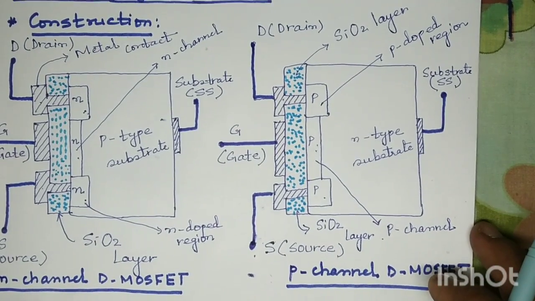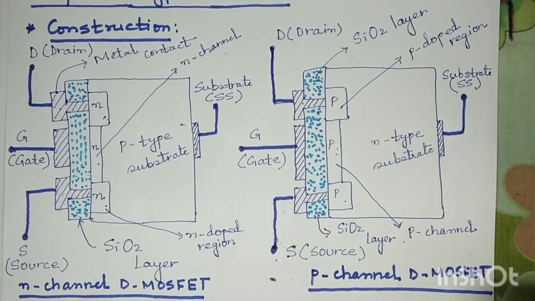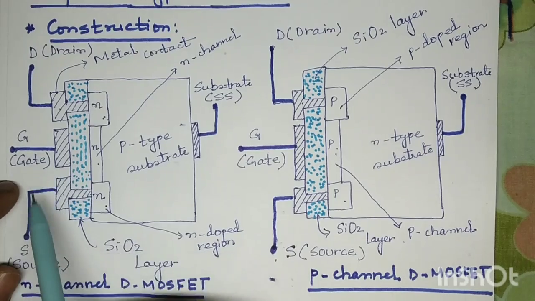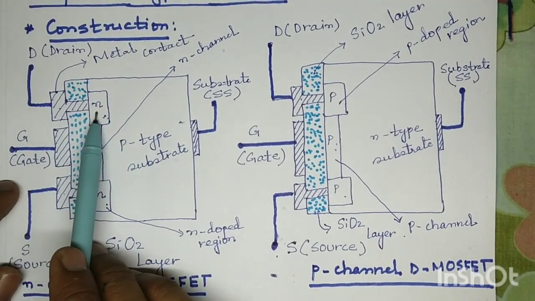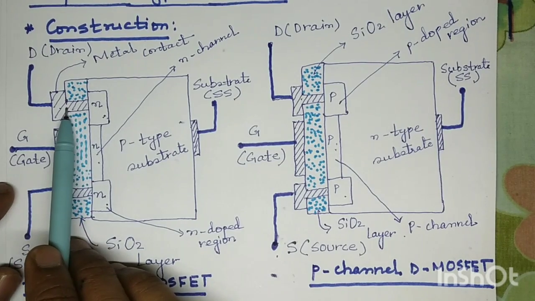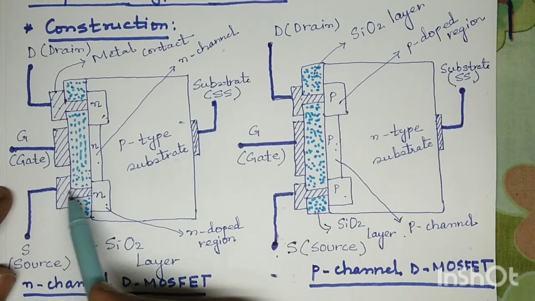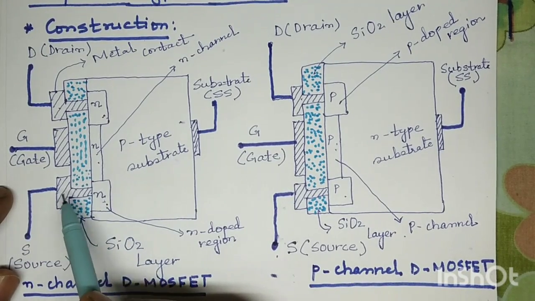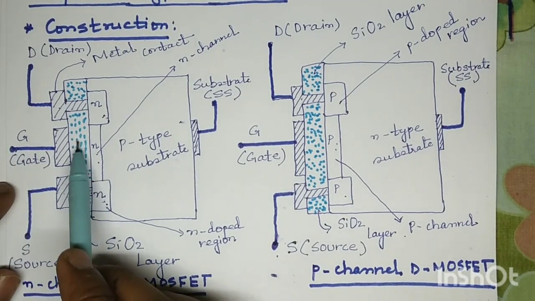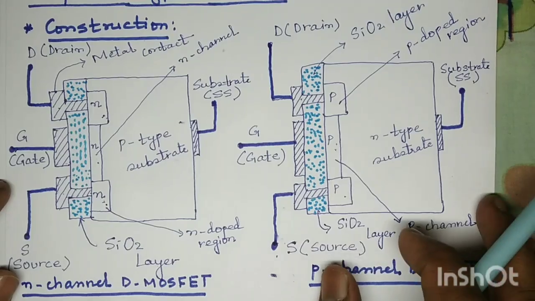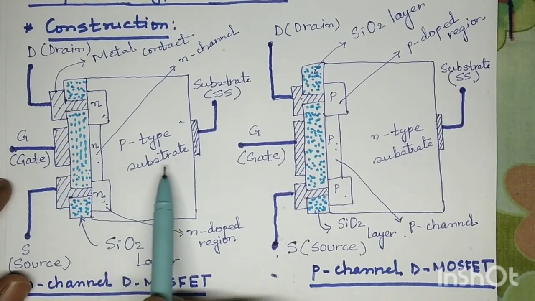A depletion type MOSFET consists of 4 terminals: drain, gate, source and the substrate terminal. Drain is connected to n-doped region through an ohmic contact in case of n-channel MOSFET. In case of n-channel MOSFET, the source is connected to n-doped region through a metallic contact. Gate terminal remains insulated from this n-channel due to the presence of this SiO2 layer. And to construct the n-channel depletion type MOSFET, we use p-type substrate.